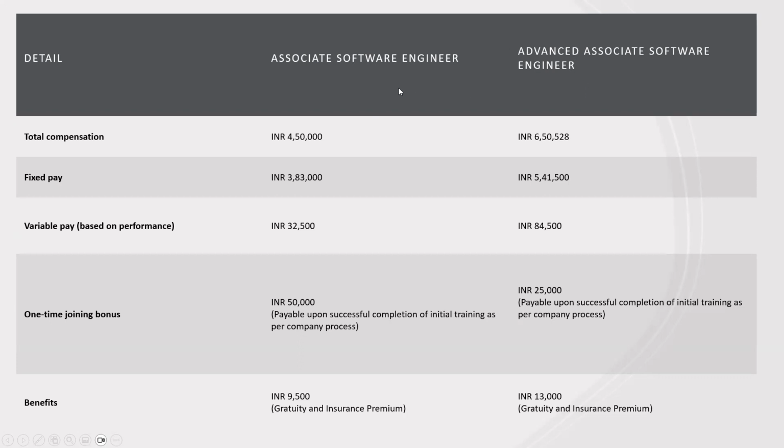For ASE, the total compensation is 4.5 lakh, whereas for advanced it is 6.5 lakh. There is a 2 lakh difference. Fixed pay is 3.8 for ASE, and for advanced it is 5 plus. Variable pay you will get is 32,000 for ASE, and for advanced it is 84,000. One-time joining bonus is 50,000, and for advanced it is 25,000. Graduate insurance premium benefits you will get for both: for ASE it is 9,500, and for advanced it is 13,000. These are the two main basic roles for freshers. If you're applying as a fresher, please keep in mind you'll be moved into associate or advanced based upon your skill set.